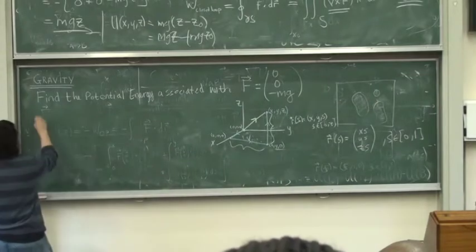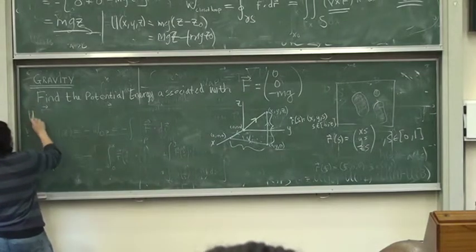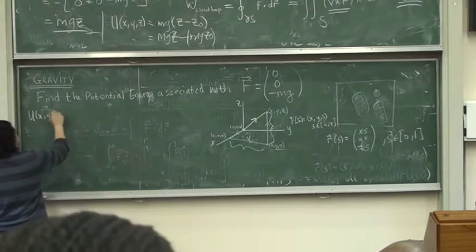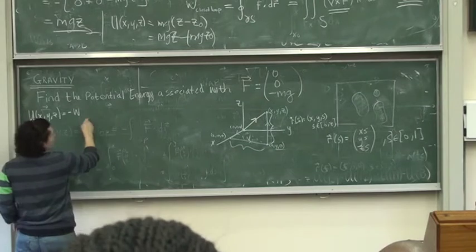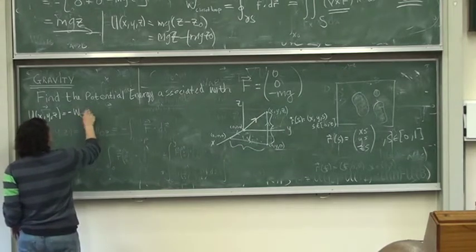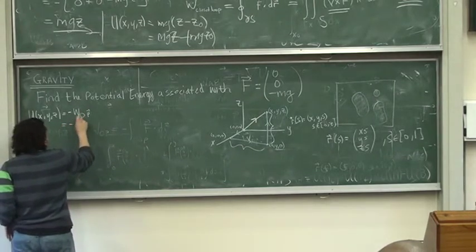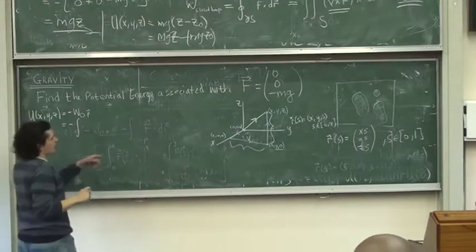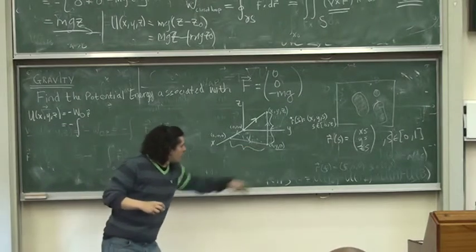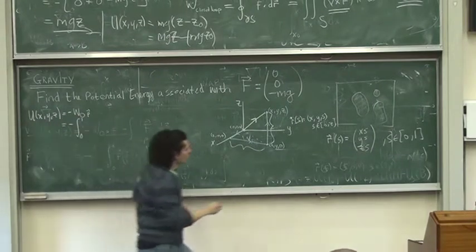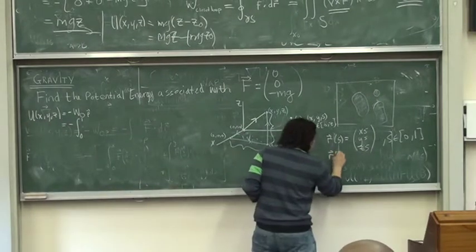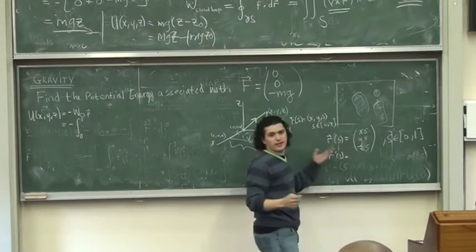So now we do U of x, y, z, which is equal to minus W from 0 to t, if you like, which is equal to minus the integral. And now let me parameterize it straight away. From 0 to 1, s goes from 0 to 1. Oh, what's r prime of s? It's equal to x, y, z.